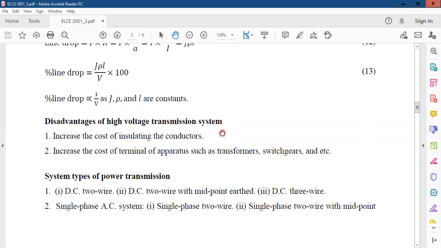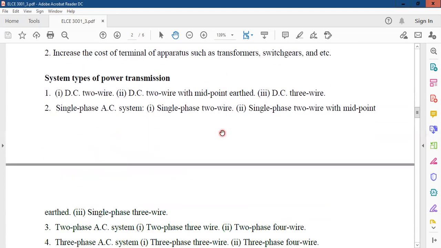Now, if we have to differentiate among types of power transmission systems, we have generally two systems, either DC system or AC system. Each one of them is classified according to number of wires that we are using to transmit our power. First, let's consider our system is DC. We have either DC 2 wire, DC 2 wire with midpoint earth, or DC 3 wires.